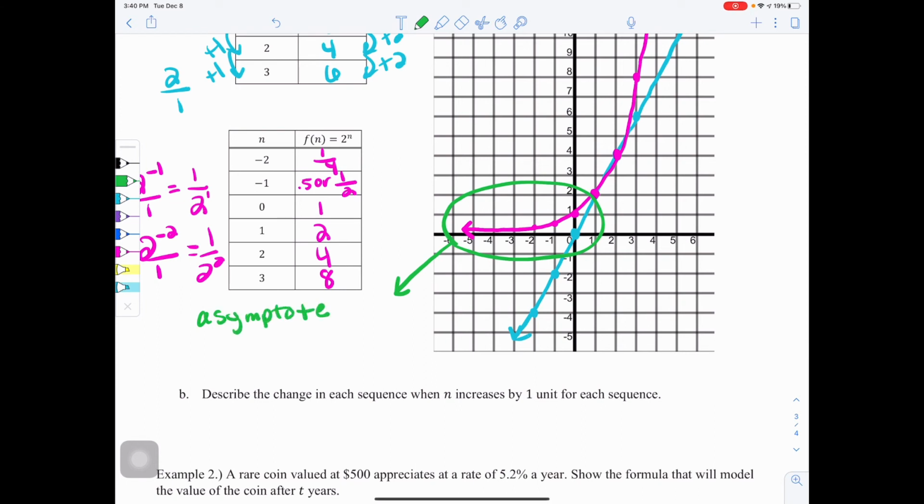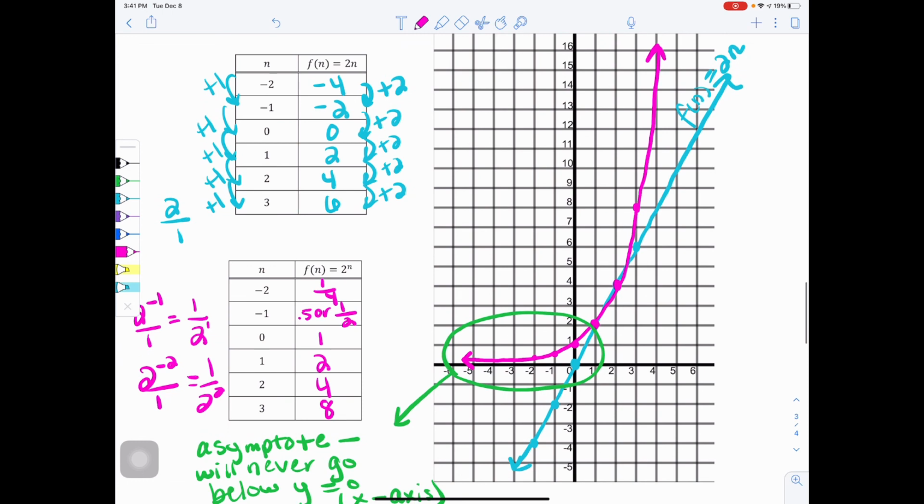Yes, a very weird word. And what this means is it will never go below y equals 0, or in other words, the x-axis. Sorry if I was saying the y-axis. It should be the x-axis or y equals 0. And then lastly, we want to go back and label our function. This is f of n equals 2 to the n.